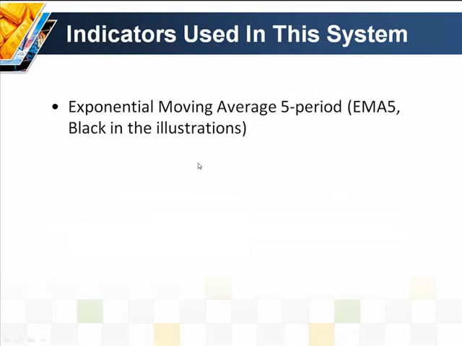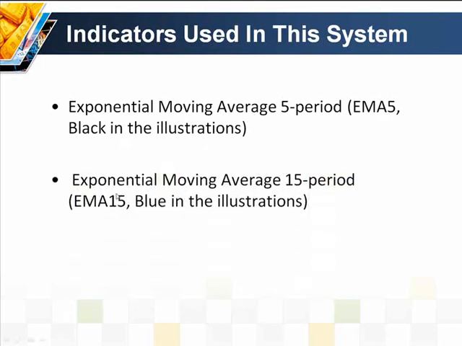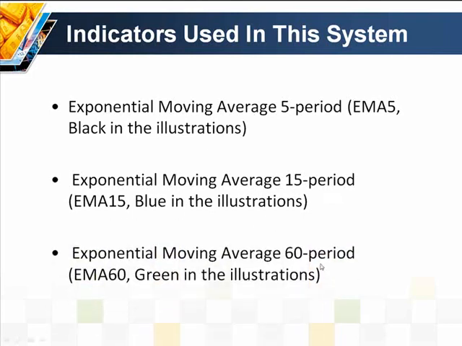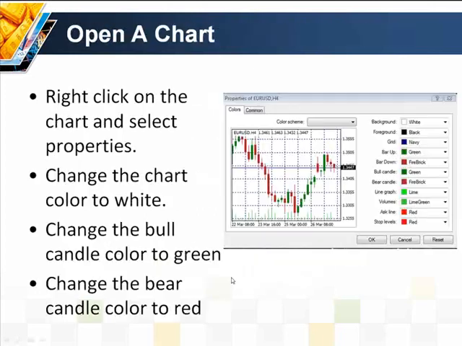We use an exponential moving average 5 period. That's an EMA 5, and we're going to make that black. Exponential moving average 15 period, that's an EMA 15, and we're going to make that one blue. And then an exponential moving average 60 period, that's an EMA 60, and we'll make that green in our examples.